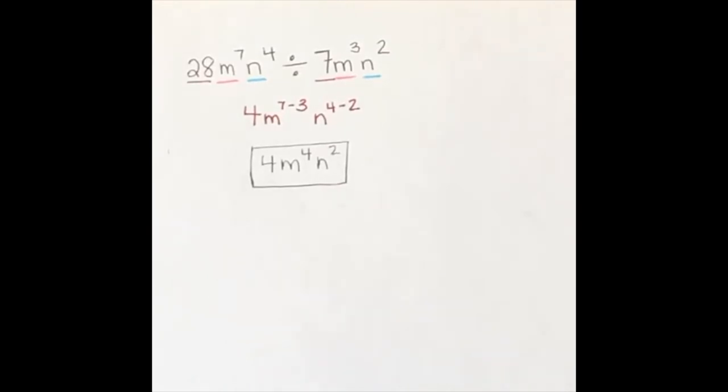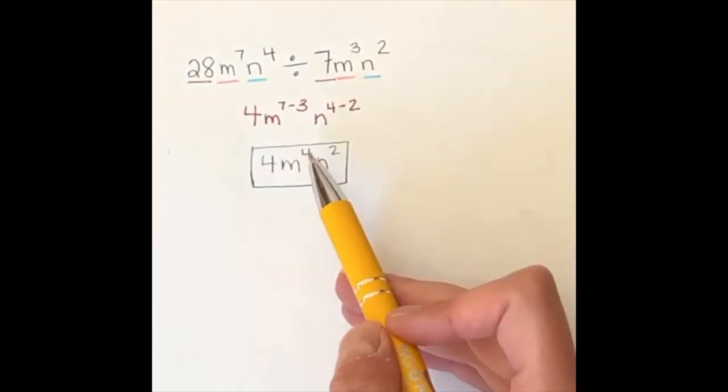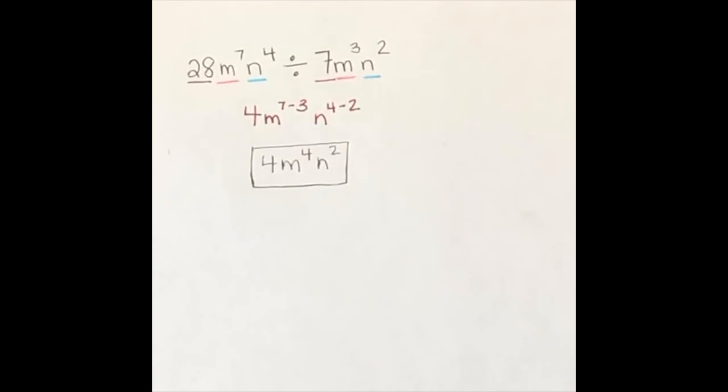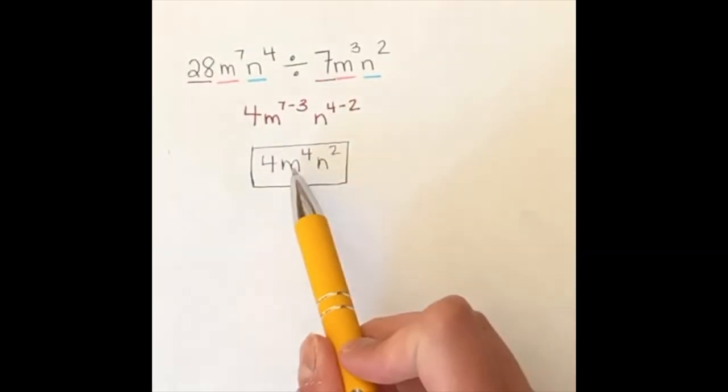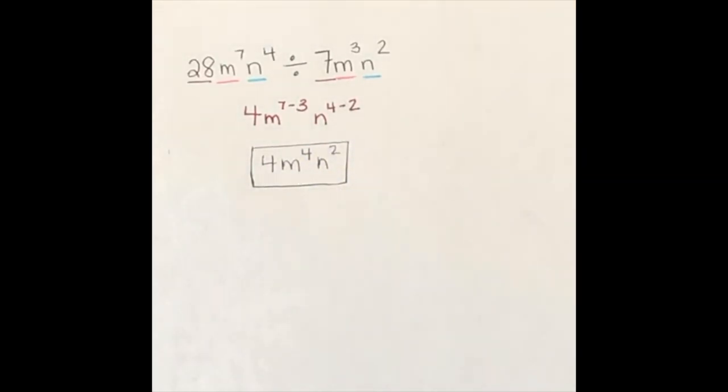I also notice that m and n are different bases. So I cannot do anything with the exponent of 4 and 2. Some people like to add them together and make that silly Sally. We can't do that. These are not the same base, so we can't apply the product property. So our final answer is 4m to the 4th n squared.